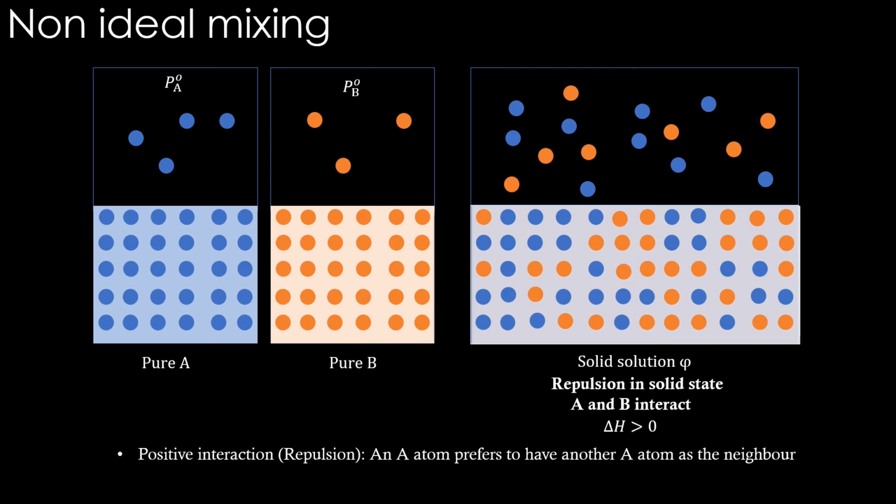What about PA phi and PB phi? These values are more than the mole fraction multiplied by the standard partial pressure of respective elements. Now that we have understood what is mole fraction, vapor pressure, ideal and non-ideal mixing behavior, we are good to go for understanding what is activity.